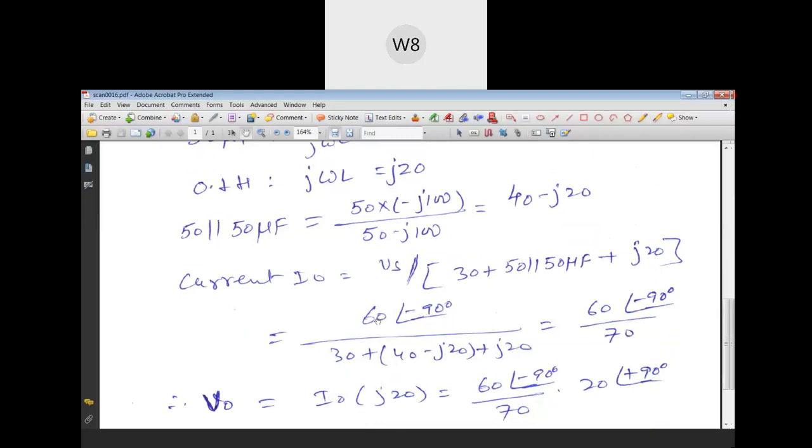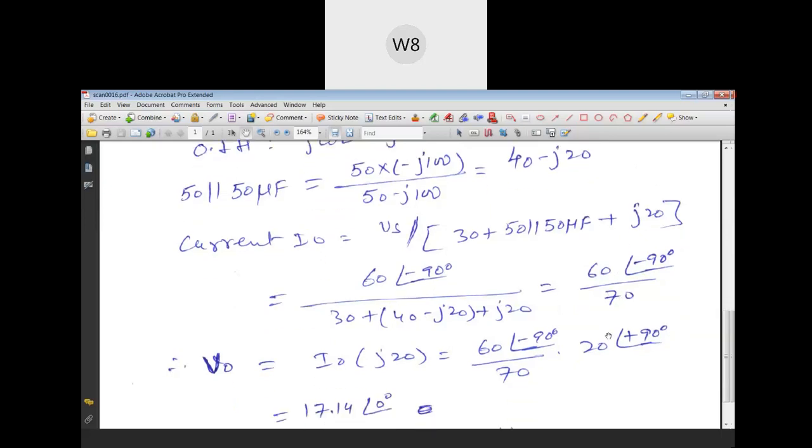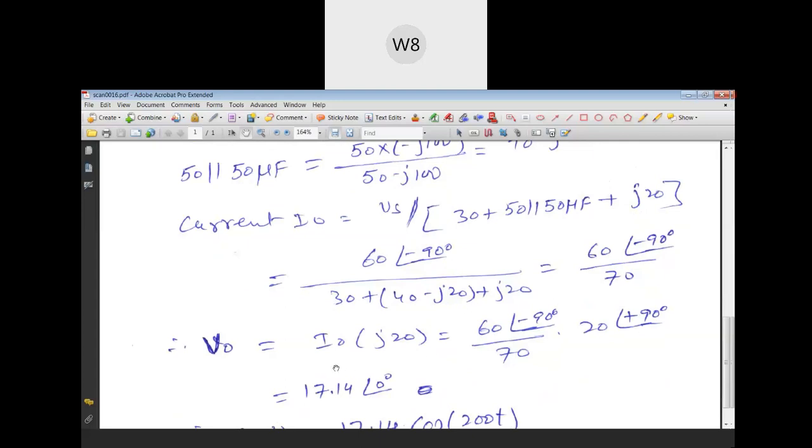source. So this division can be carried out in phasor form. That means voltage source in phasor form divided by the impedance, which turns out to be 60 by 70 with minus 90 degree. So this is going to be the net current that will flow.